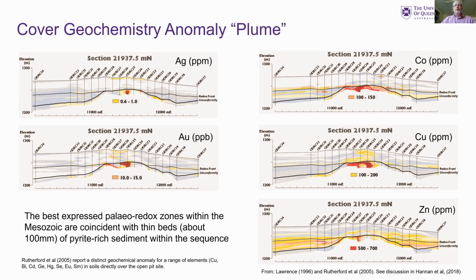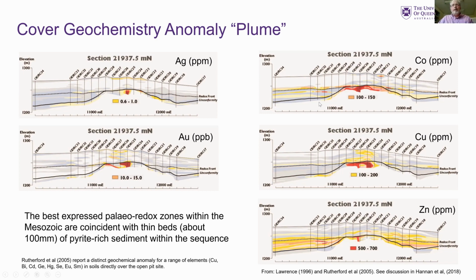But what it shows is that despite being under 40 to 60 metres of later barren Mesozoic cover, there is a reasonable plume, I guess you'd call it, in terms of these types of elements that get to surface. And you can see in these diagrams that there's a couple of things happening here.